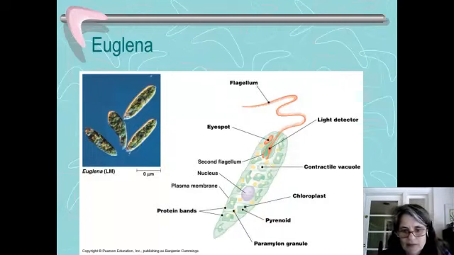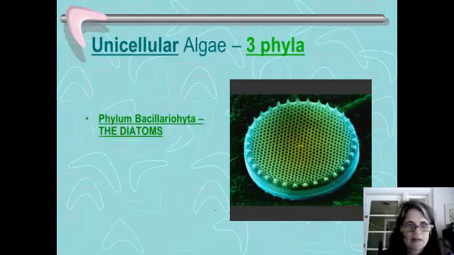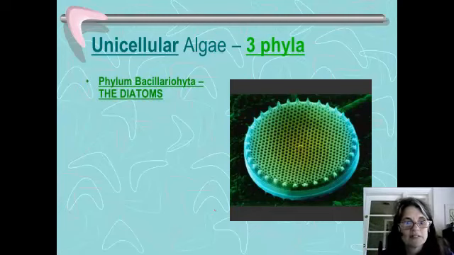Again, we can see some of these structures a little more clearly and distinctly. The eye spot is always near the flagellum end, so if you can find the flagellum, you know where the eye spot is, or vice versa. So we'll talk more about this when we get in class. There's some pictures. We'll talk about those when we get in class. All right. Second group of unicellular algae is an interesting little group called the diatoms.